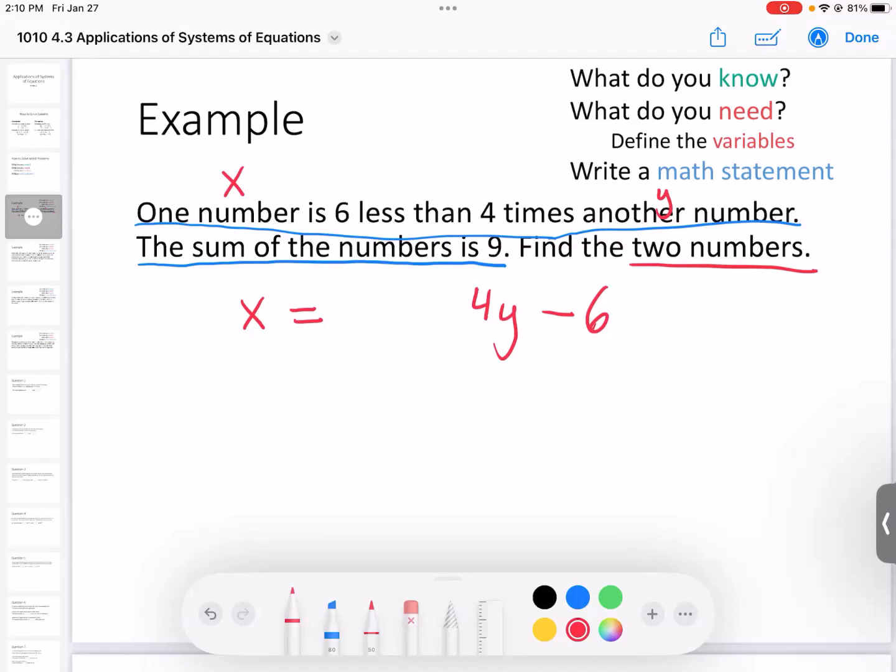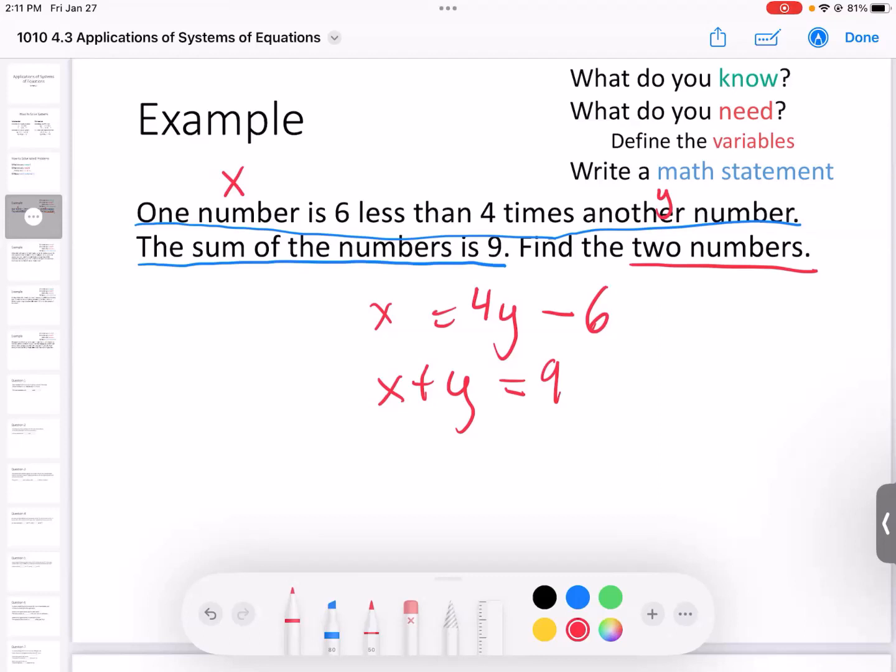Does anyone have any questions on that? Okay. Then the next thing, and maybe I'll actually erase this and put it a little closer so it doesn't look weird. So the next fact that I know is that the sum of these numbers is 9. So what does the word sum mean? Addition. Yep. So we're going to have the two things added together. Is, again, means equals. That is 9. So the sum of the two numbers is 9.